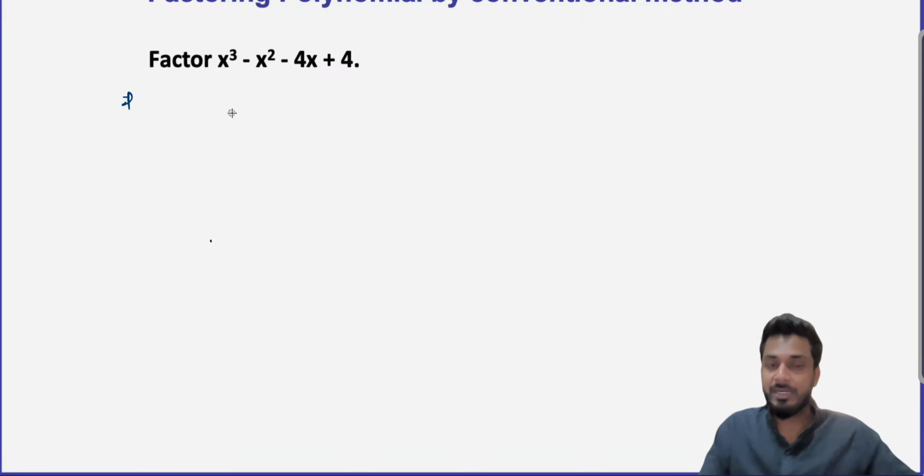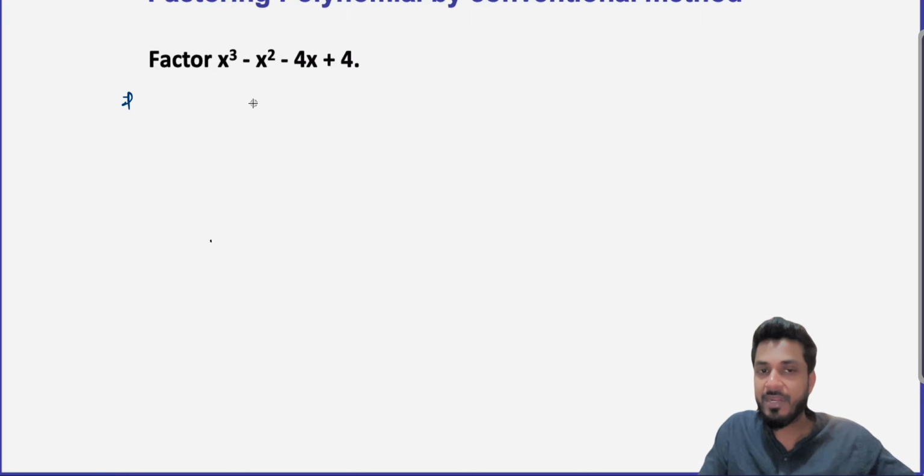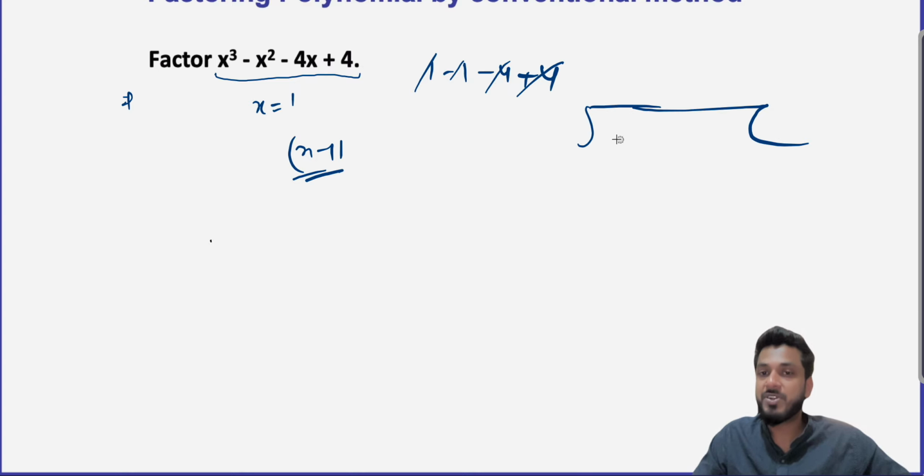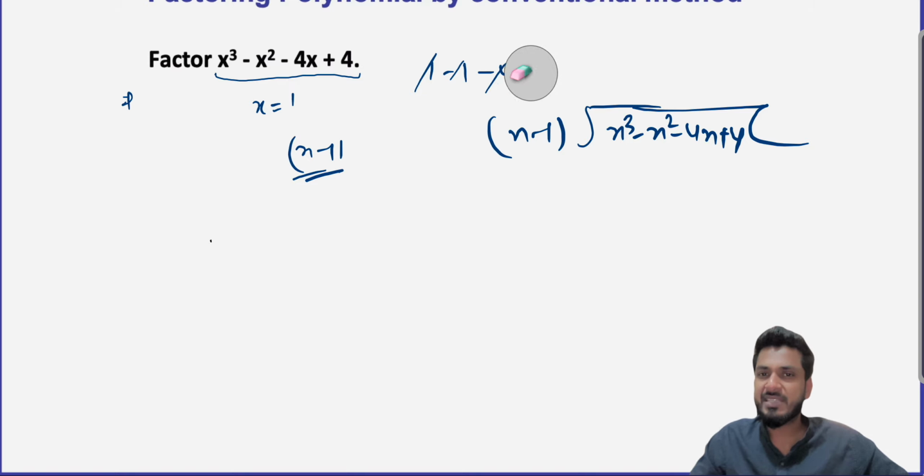So by conventional method means we have to first, by hit and trial method, find a value at which the value of this polynomial becomes 0. So of course 0 will not work. If I try to put x as 1, then it will be 1 minus 1 minus 4 plus 4, so this is cancelled out. That means x minus 1 is one of the factors. After that you can go by the long division method, where you divide x cube minus x square minus 4x plus 4 by x minus 1 and then further solve it. But this is a lengthy method.